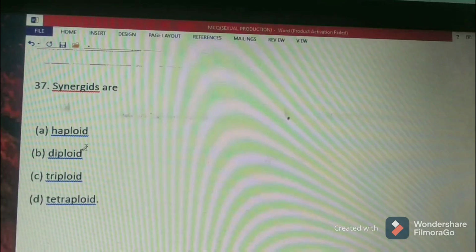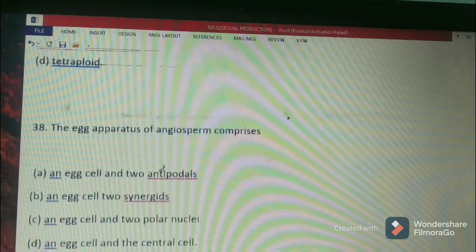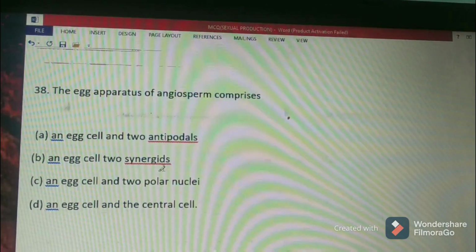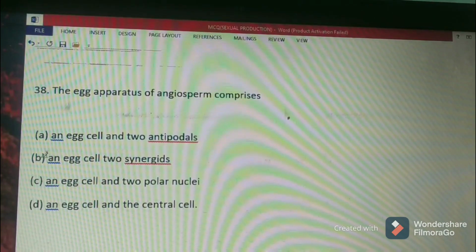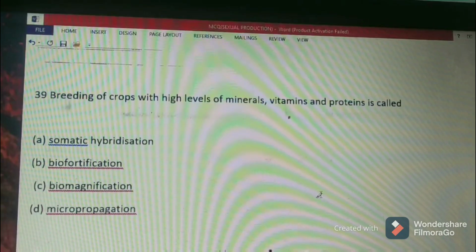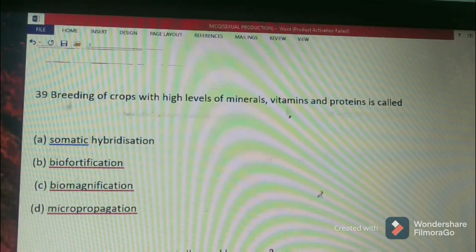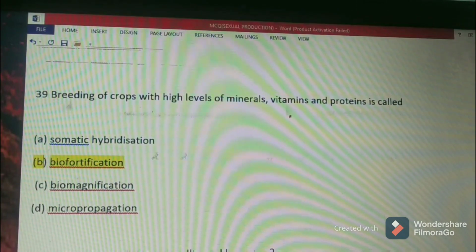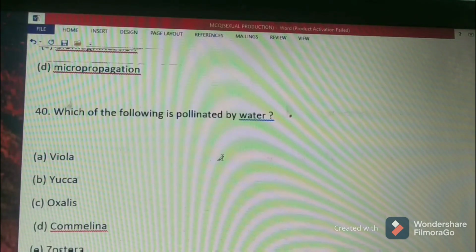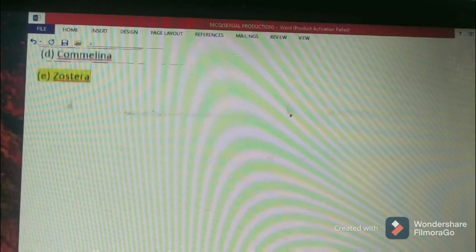Synergids are haploid. The egg apparatus of angiosperm comprises an egg cell and two synergids. Breeding of crops with high levels of minerals, vitamins and protein is called biofortification. Which of the following is pollinated by water? Option E is the right answer, Zostera.